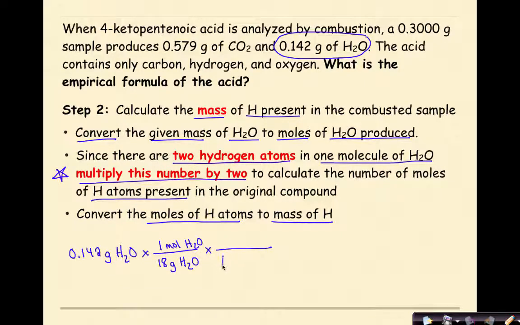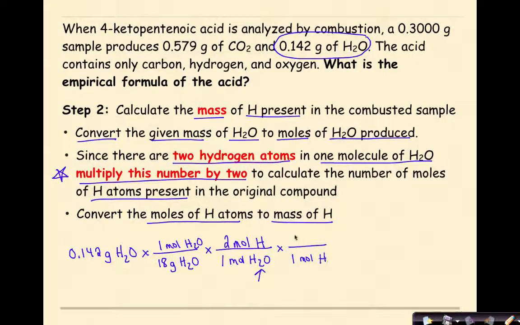And I know that in every 1 mole of H2O, there are 2 moles of hydrogen atoms because of this 2 right here. So important. 2 moles of hydrogen for every 1 mole of water. Finally, we're going to take our moles of hydrogen and convert them into mass of hydrogen, if necessary. Sometimes this isn't necessary, but it's always good to go through the process.